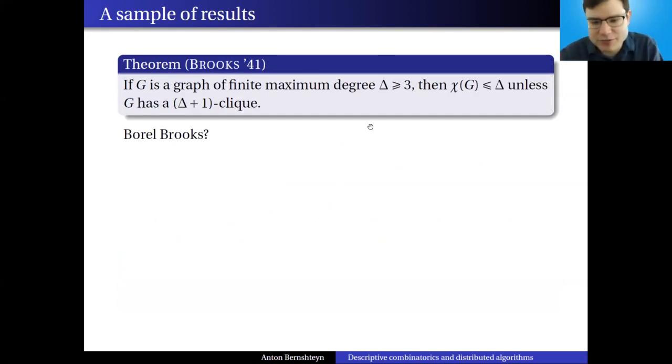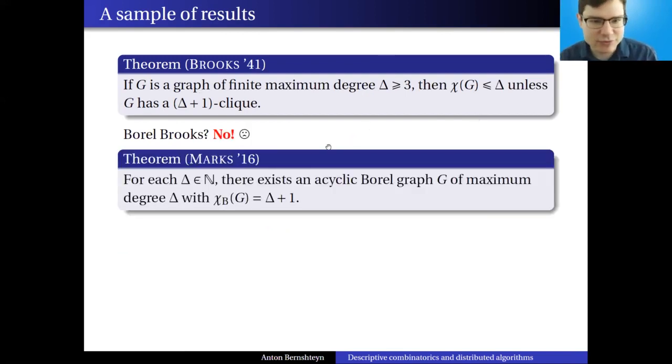And so the sort of thing that descriptive combinatorics asks is whether we can get, say, a Borel version of this theorem. Can I prove the same thing for Borel chromatic numbers? Turns out that the answer is no. This is a remarkable theorem of Andrew Marks. He constructed examples for each natural number delta of a Borel graph G of maximum degree delta whose Borel chromatic number is delta plus 1, as large as it can be. So even this plus 1 cannot be removed. And the graph not only doesn't contain the delta plus 1 clique, in fact it doesn't contain any cycles. Every connected component of the graph is a tree. All right. So for Borel, the answer is no.